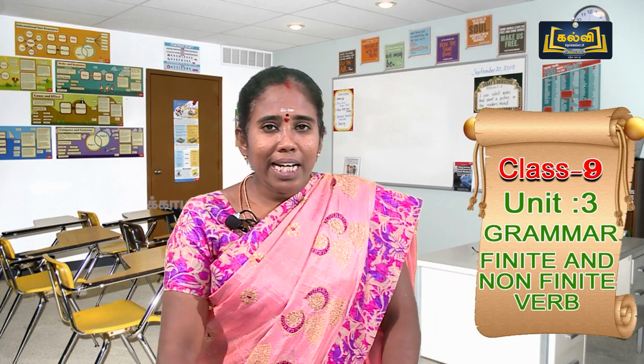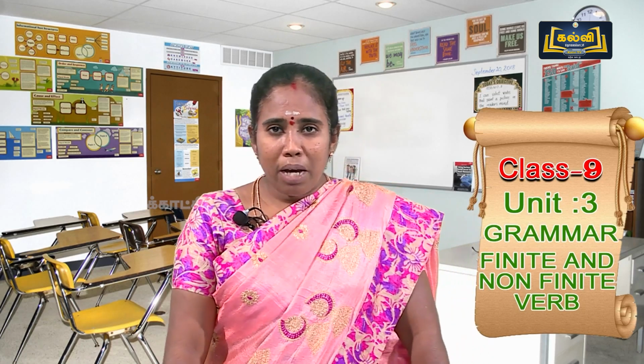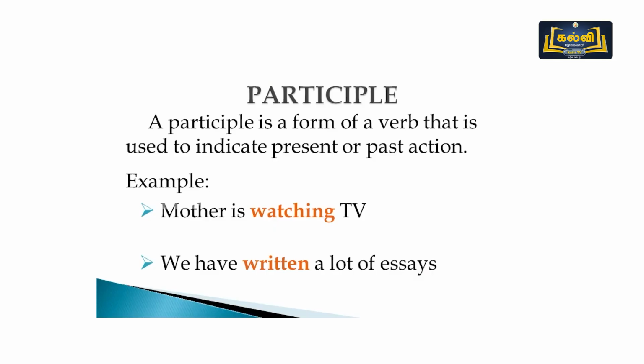Children, underline the verbs. You will understand about the participles. I will explain. The verbs is watching and have written are the present participle and past participle forms. A present participle is a form of the verb ending in ing. It may be used both to form the verb tense and as an adjective.